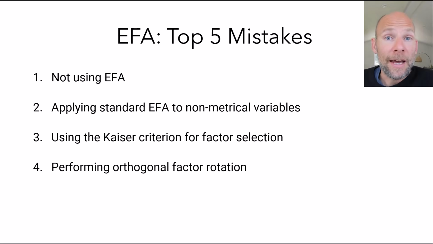Fourth, and that's also a very, very frequent mistake, in my opinion, is that an orthogonal factor rotation is preferred or is chosen, such as, for example, Varimax. That is often not a good idea because it leaves the factors uncorrelated, which is typically unrealistic. So typically we have at least some amount of correlation between our factors extracted in an EFA.